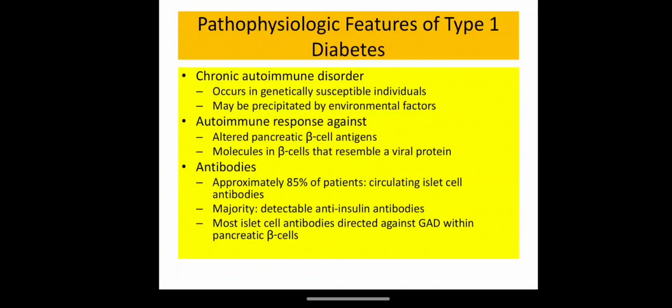and also the antibodies. In approximately 85% of patients, antibodies include those against the beta cells, that is islet cell antibodies, and the majority include detectable anti-insulin antibodies, and it is mostly islet cell antibody directed against the pancreatic beta cells.